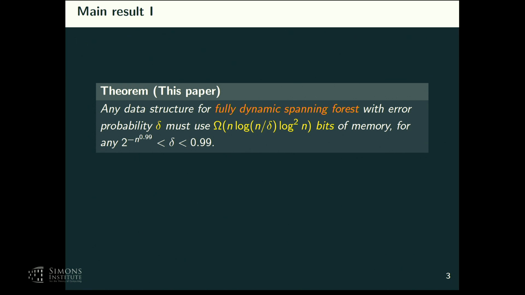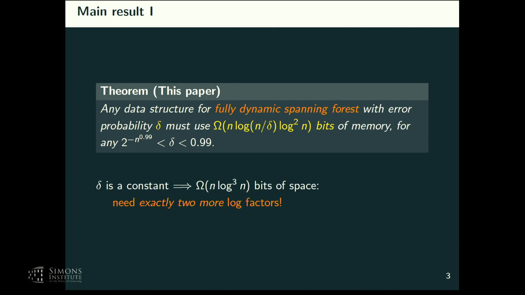But we prove this algorithm is actually tight all the way up to almost this limit. And in particular, when the error probability delta is a constant, it implies that we do need n times log n cubed bits of space. And we do need exactly 2 more log factors compared to the incremental version.